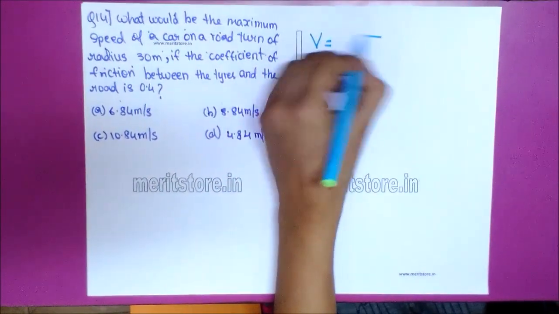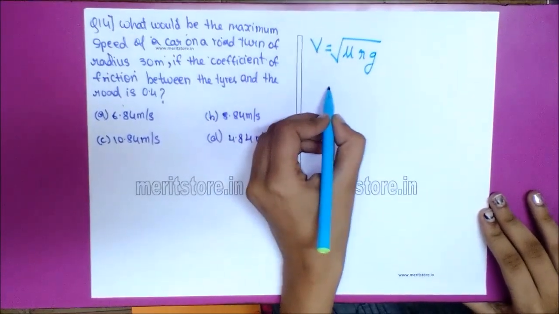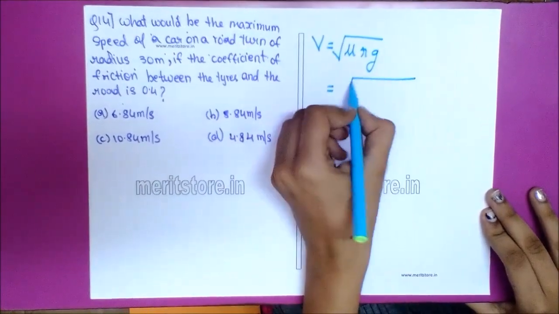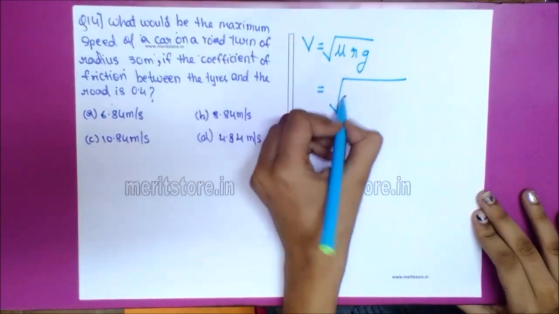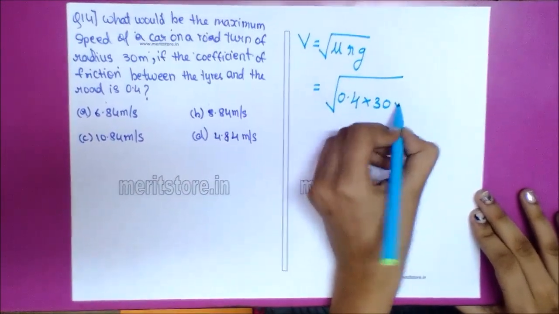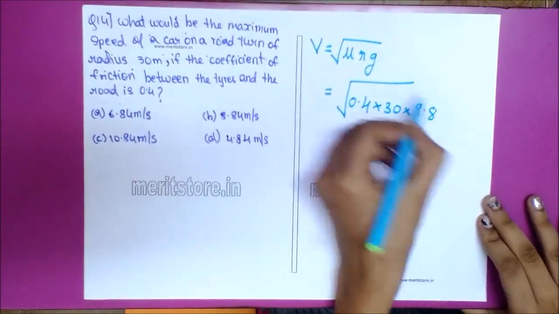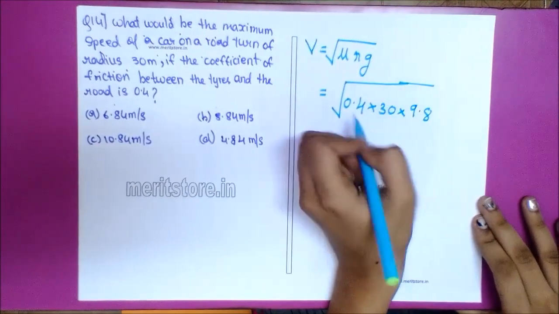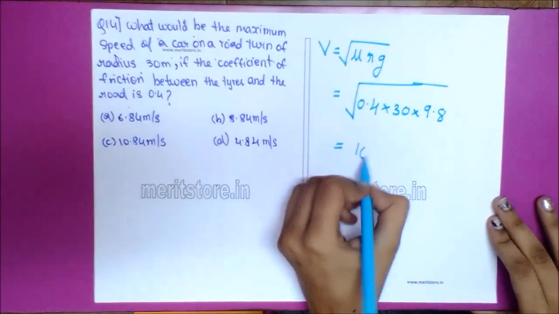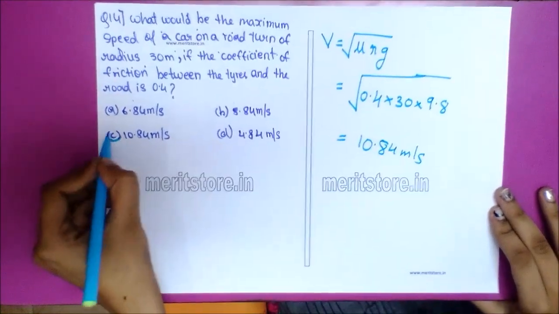The formula of maximum speed is root of mu rg. The mu is given to us as 0.4, r is given to us as 30. We do not have to change anything because it is already given in meters, and g is 9.8. So when you solve this, you will get your answer as 10.84 meter per second. Option C is the correct option.